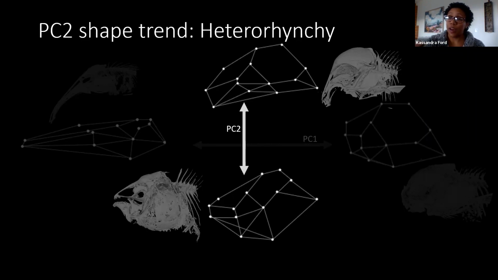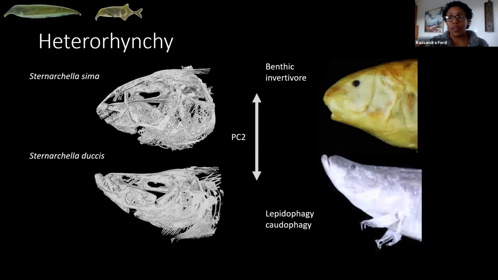But there are actually some other interesting phenotypes that we can see along this axis. And this is one example found within gymnotiforms. In the genus Sternarchella, we have sister species Sternarchella sima and Sternarchella ducus. And Sternarchella sima actually has more of a terminal, almost subterminal mouth, and is a benthic invertivore, versus its sister species, Sternarchella ducus, that actually has a dorsally pointed snout. So this particular species eats the scales and tails off of other fish and has a snout that's pointed pretty much directly upwards.